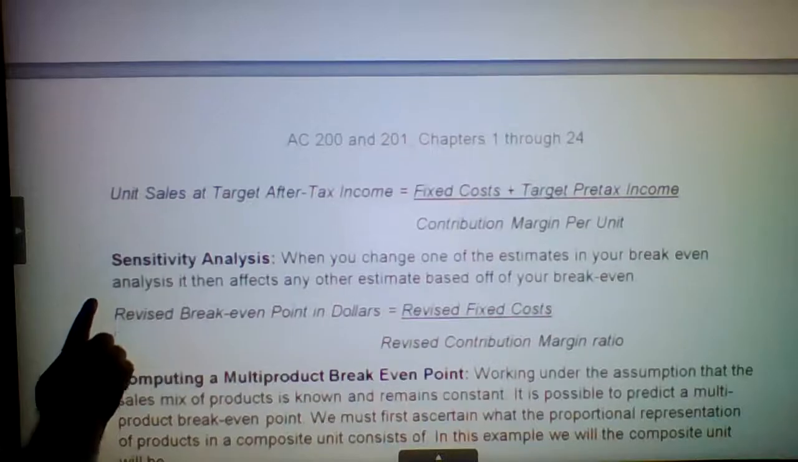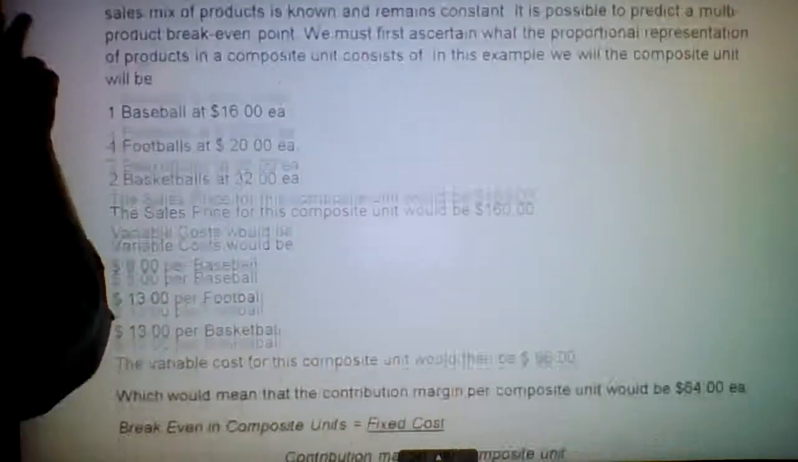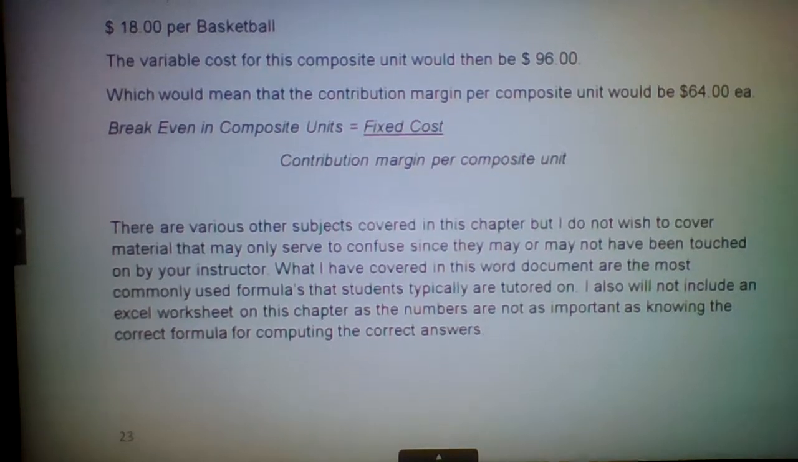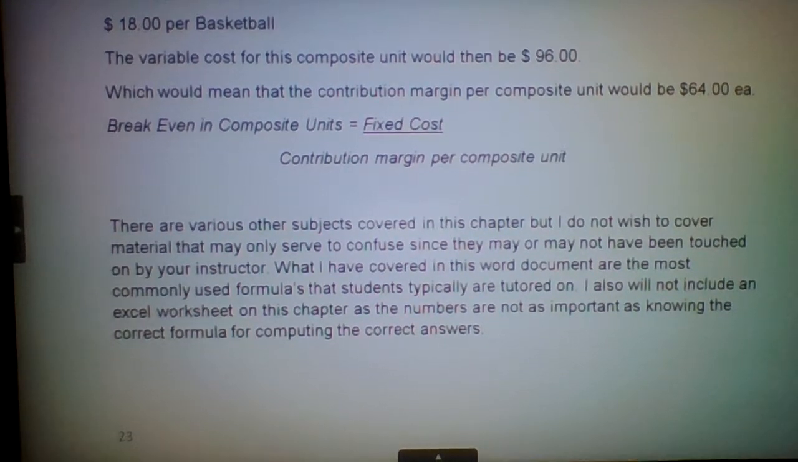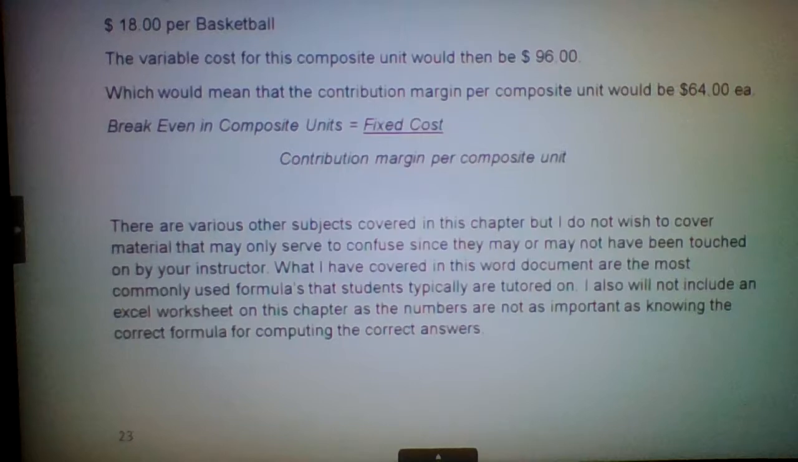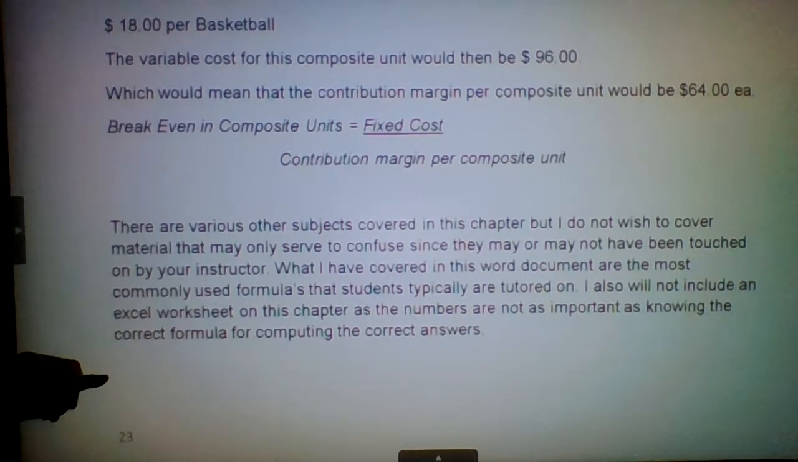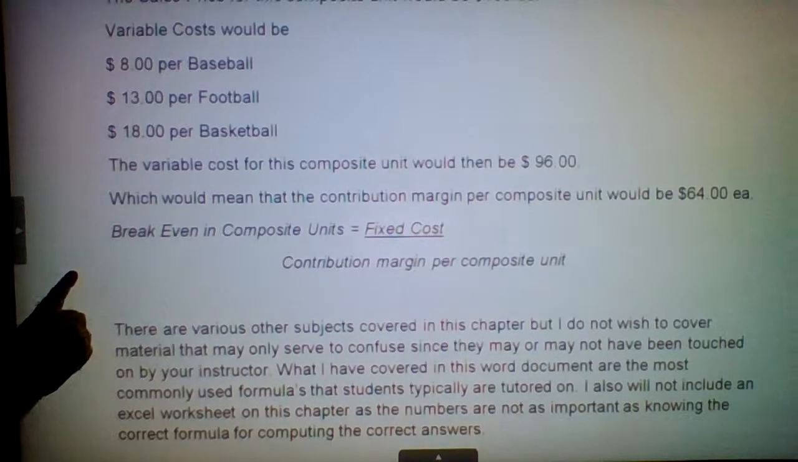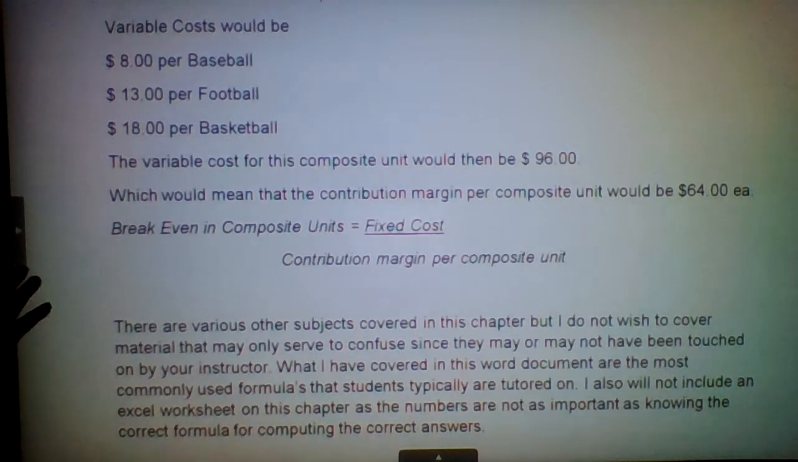Okay? So again, as I said down here, what I have covered in this Word document are the most commonly used formulas that students typically are tutored on. I also will not include an Excel worksheet on this chapter, as the numbers are not as important as knowing the correct formula for computing the correct answers. Okay, so Chapter 18 is really going to be just this Word document.